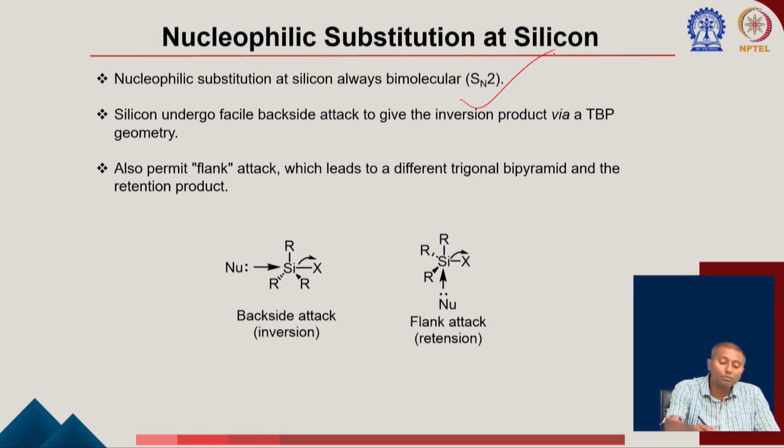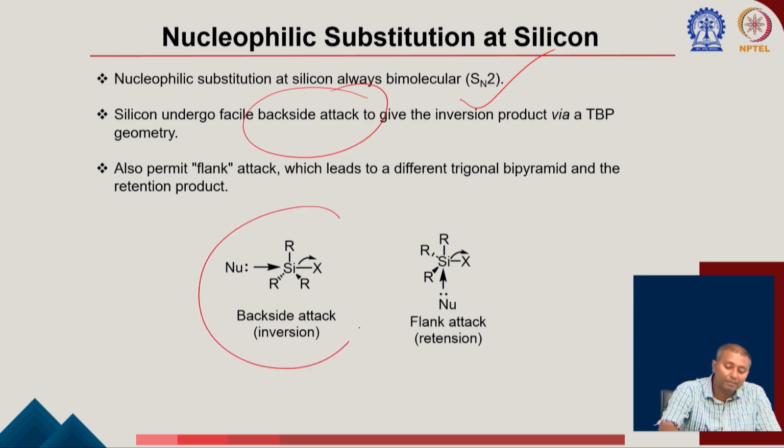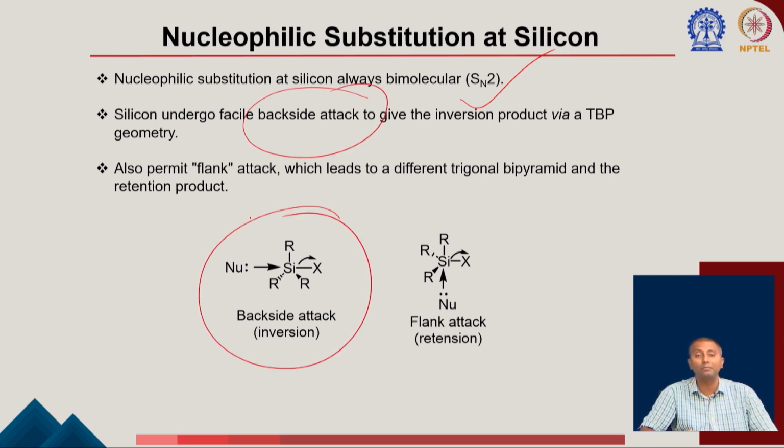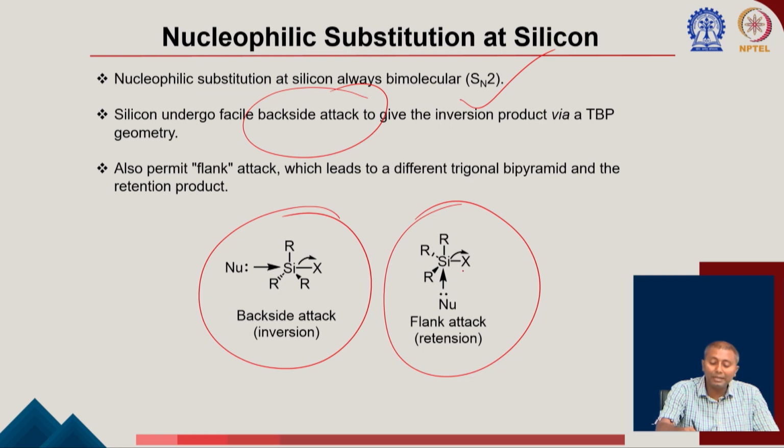So, now silicon can undergo two different things. It can undergo the backside attack, which you will see very similar to carbon, for inversion, or you can see a retention with a flank attack. In the case of the flank attack, it can go through these trigonal bipyramidal structures, and there will be a retention of the product. So in both cases, as I mentioned, it is not like carbon where it will follow SN1 depending on the sterics; silicon will still accommodate the nucleophile because it can attack the corresponding vacant d orbital. Okay.